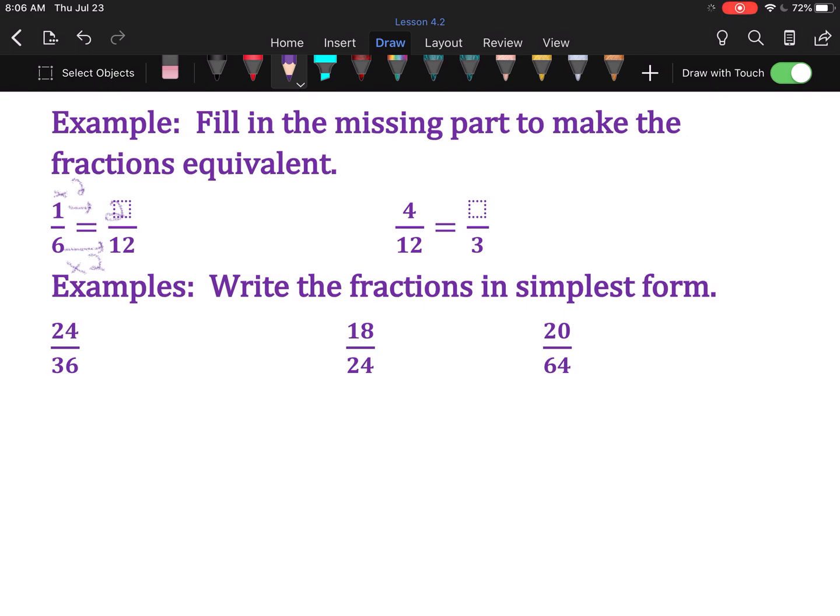In this other example, how does 12 become 3? Divide it by 4. So in the numerator, we'll do the same thing. We'll divide by 4. 4 divided by 4, of course, is 1. So that is 1/3.